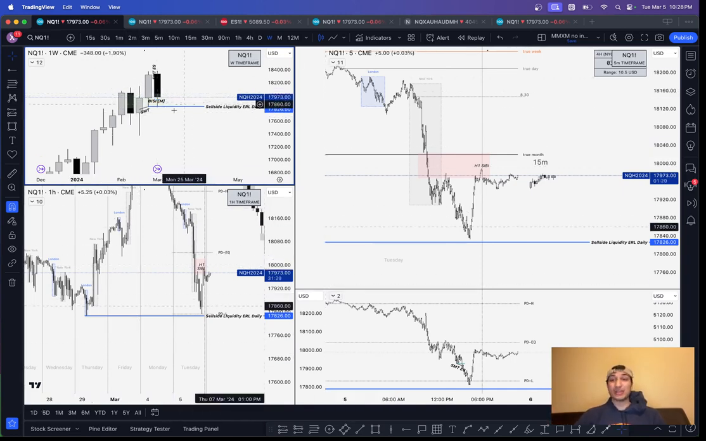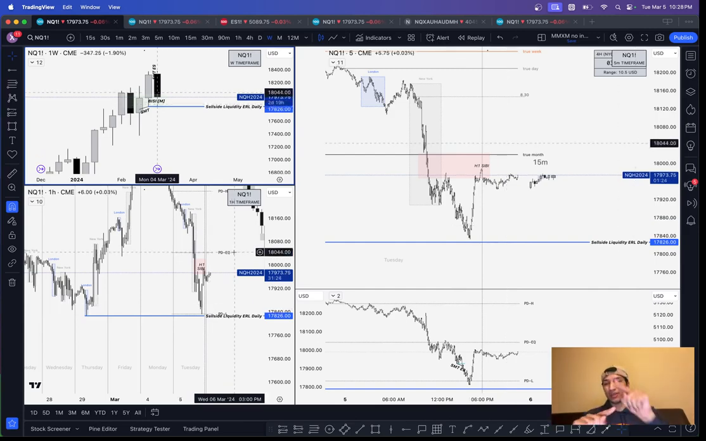Yeah, so that's a previous week low, which is a daily swing low, but it's not a weekly external range liquidity because it's not a pivot in the market.